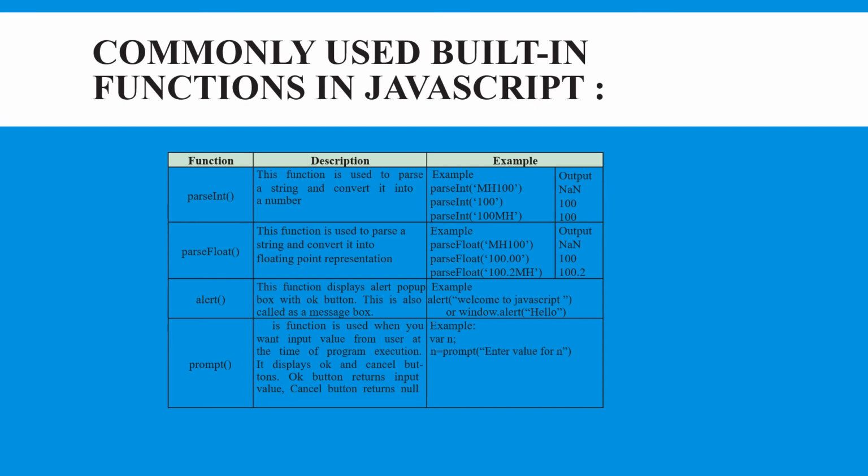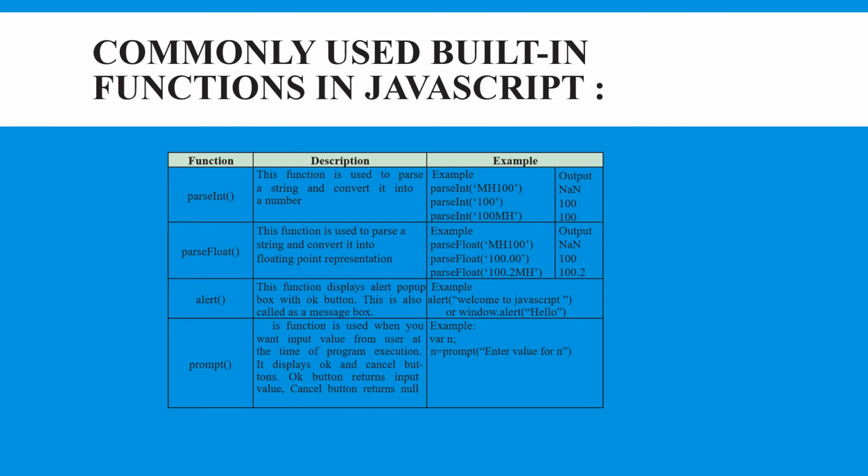Second one is parseFloat, where F is capital. This function is used to parse a string and convert it into a floating point representation. So parseFloat mh100, again the output is NaN. parseFloat 100.00, so it returns 100, that is a whole number. And parseFloat 100.2mh, so it returns 100.2.